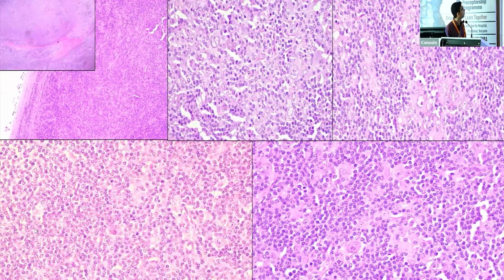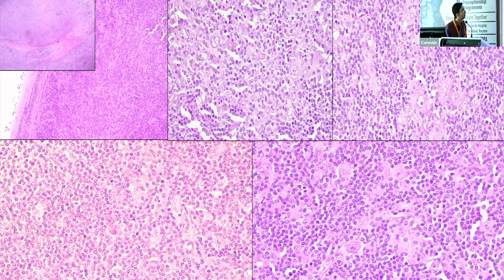So we can see this is a low power view, and we can see this fibrosis which is encircling a nodule, and this diffuse infiltrate. So there is definitely effacement of the architecture. We can see this thickened capsule. So thickened capsule means that there is some chronic lymphoproliferative disease. It's not an acute disease. Acute diseases do not allow the capsule to grow and increase in thickness. Chronic diseases show a reaction in the capsule, and the capsule becomes thickened.